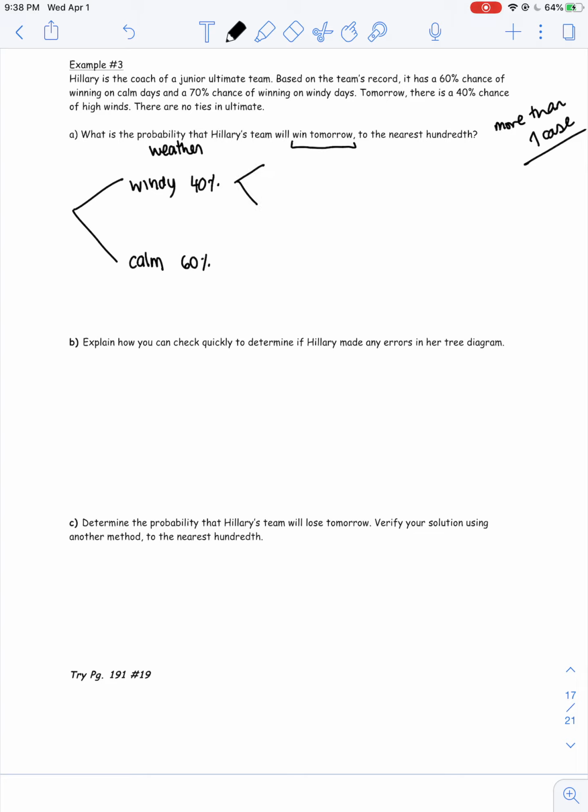Now, we're going to find out the next part. This is like her winning versus losing. So she could win if it's windy, and she could actually lose if it's windy. So that's the next branch. Same thing here, if it's calm, she can win or she can lose. So from this information, we know that she has a 60% chance of winning on a calm day. So we're going to put 60 here, which means that this has to be 40 because they have to add up to 100 for this to make sense. And we know that there's a 70% chance of winning on a windy day. So that means there's a 30% chance of losing on a windy day.